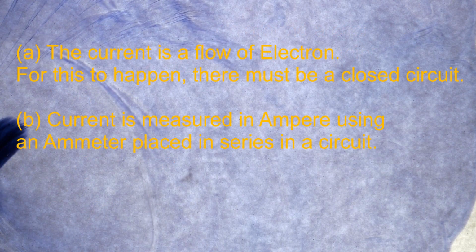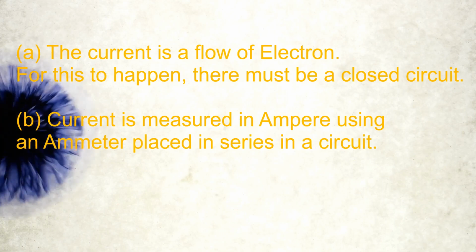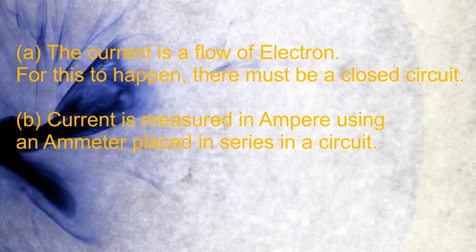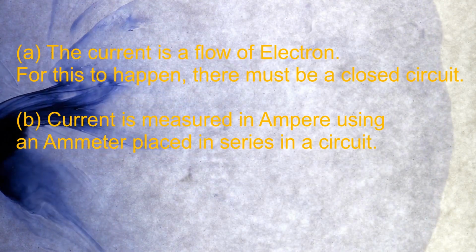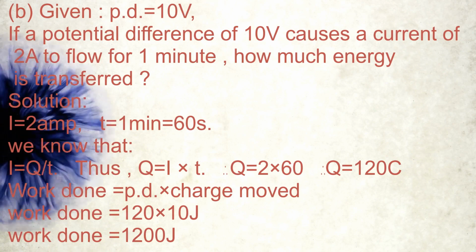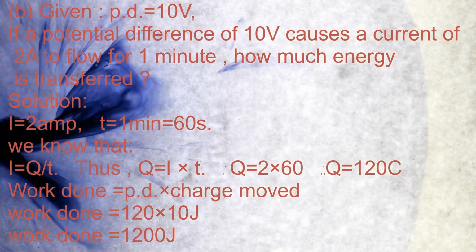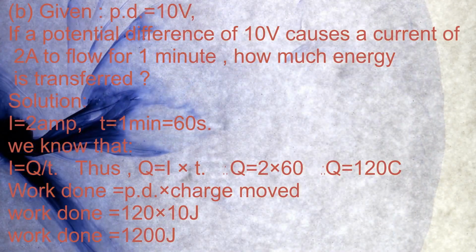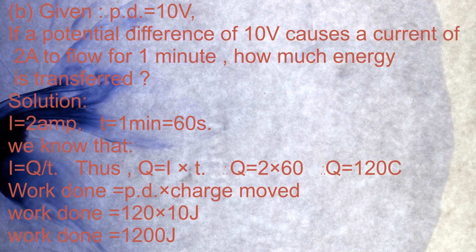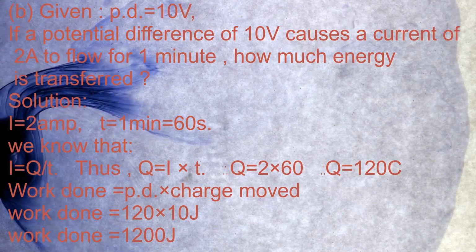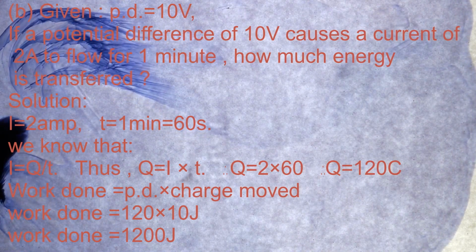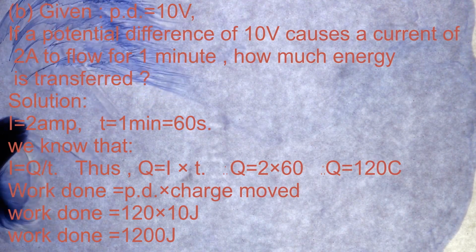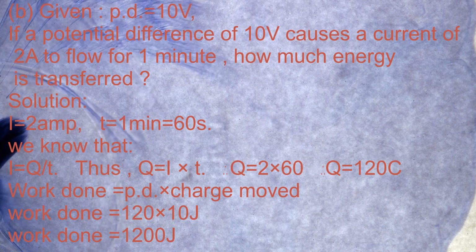A. Current is a flow of electrons. For this to happen, there must be a closed circuit. B. Current is measured in ampere using an ammeter placed in series in a circuit. If a potential difference of 10 V causes a current of 2 A to flow for 1 minute, how much energy is transferred? Solution: B. 1 minute equals 60 seconds. Energy equals V times I times t equals 10 times 2 times 60 equals 1200 joules.